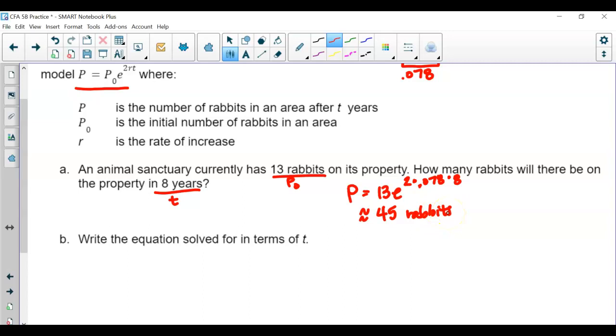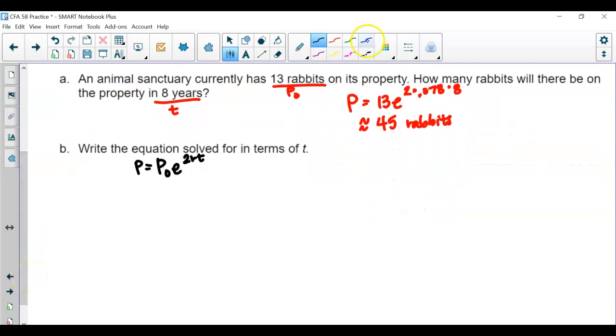So now part B is asking us to solve for T. So I'm going to rewrite this. P is equal to P sub 0, then our E function raised to the 2 times R times T power. So now here, first, our E function is not by itself. It's being multiplied by P sub 0. So we're going to divide by P sub 0. So now here I'm going to bring down P divided by P sub 0, which is equal to our E function being raised to 2 times rate times time power.